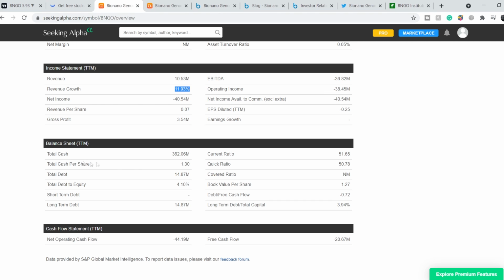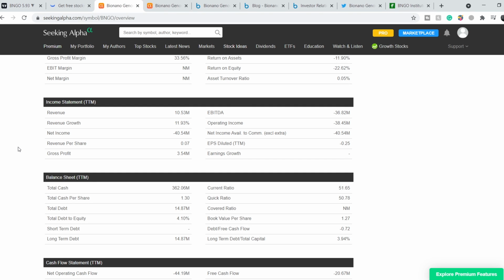They have a total cash position of more than $360 million with a total debt of only $14.87 million. And they have very, very good current ratio and quick ratio. For now, it is at levels of 51.65 and 50.78 respectively. So, from the financial standpoint, I think this company is very stable, despite this negative net income, because they are pretty much in R&D mode and they still don't have much sales.